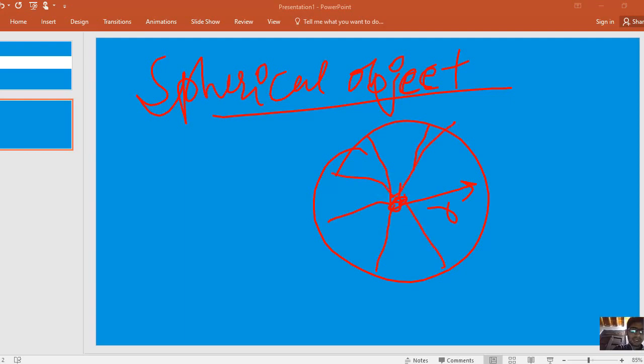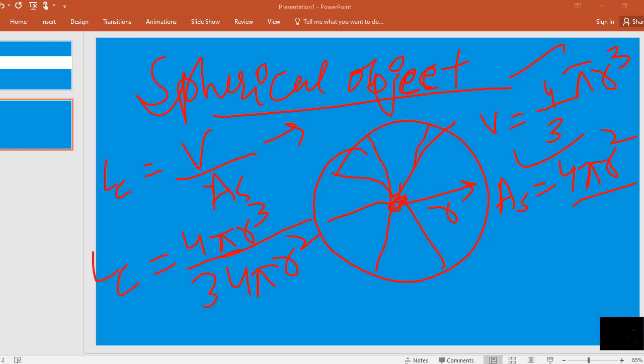For this spherical object, the characteristic length is equal to the volume of the sphere divided by the surface area of the sphere. Now we know that the volume of a sphere is equal to 4/3 pi r cubed, and the surface area of the sphere is equal to 4 pi r squared. Now putting these values in this equation, we will get 4/3 pi r cubed over the surface area 4 pi r squared. This is the characteristic length.